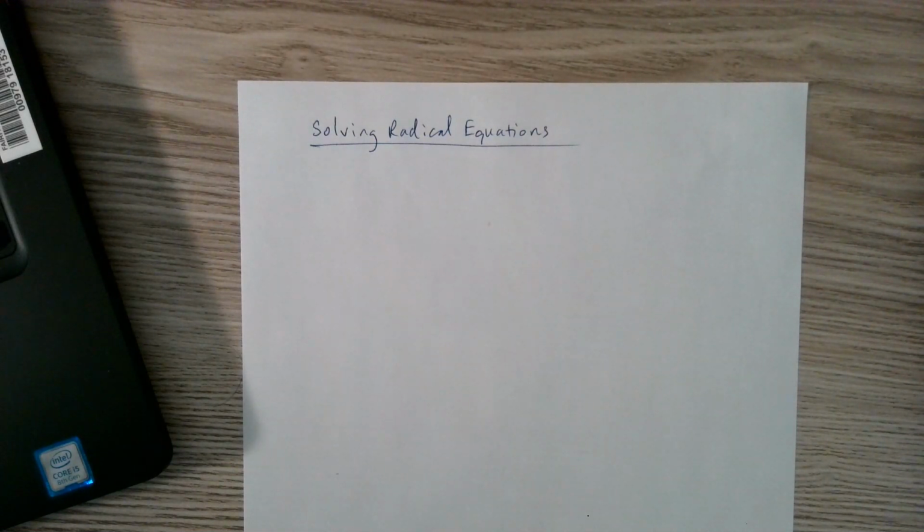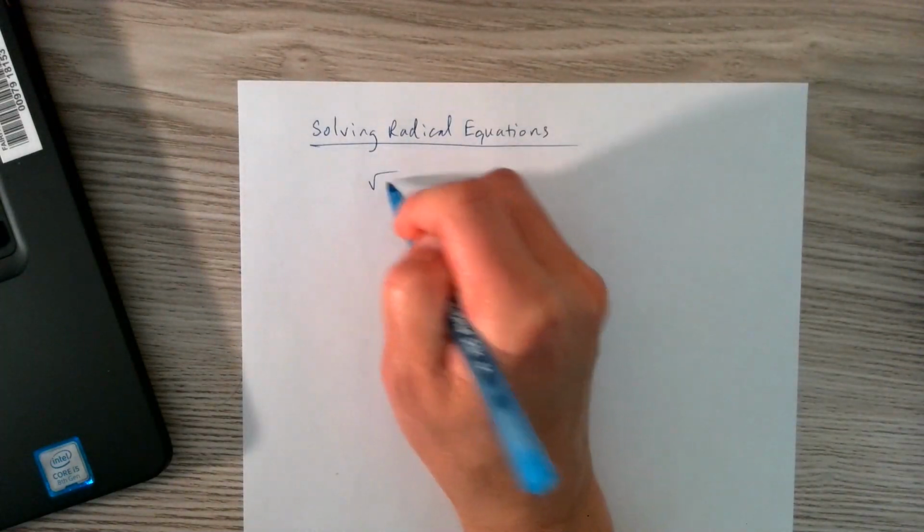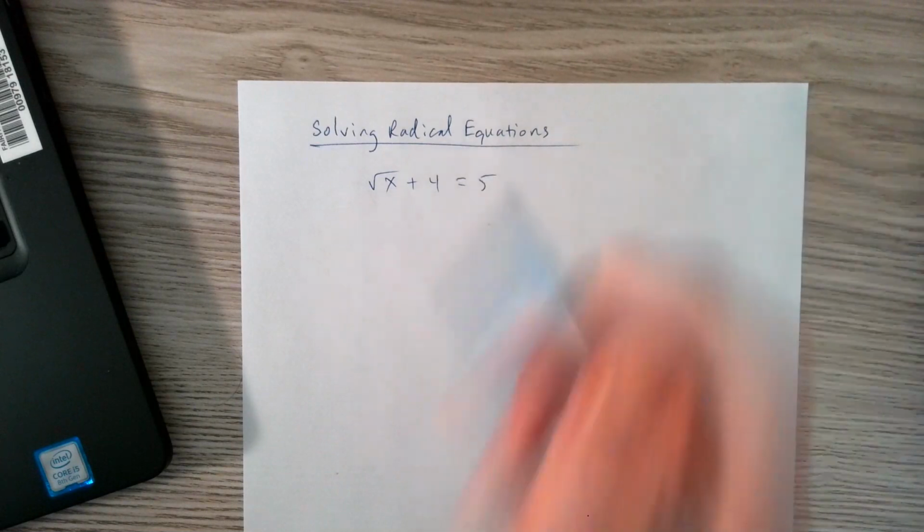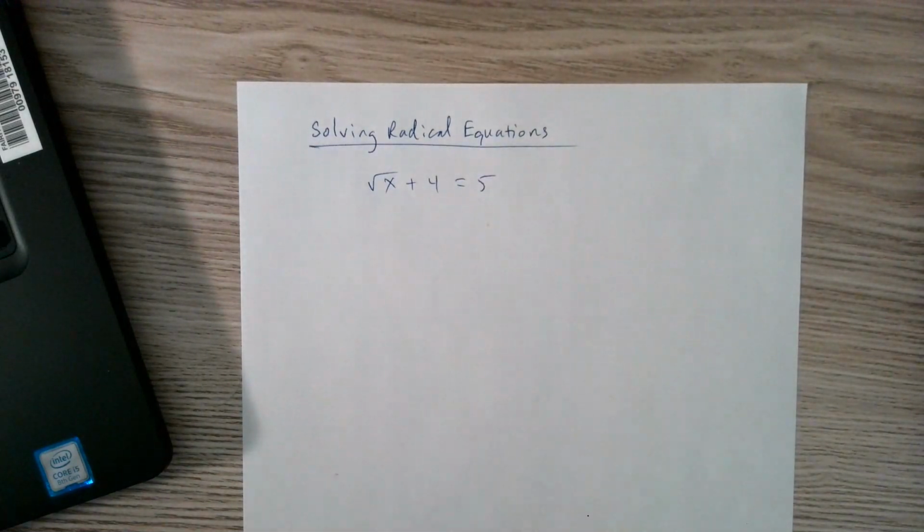Okay, so a radical equation is basically an equation that has the variable that you're solving for inside the radical. A simple example would be this. This is an example of a radical equation. The solution is obviously 1. We're going to definitely see more complicated radical equations.